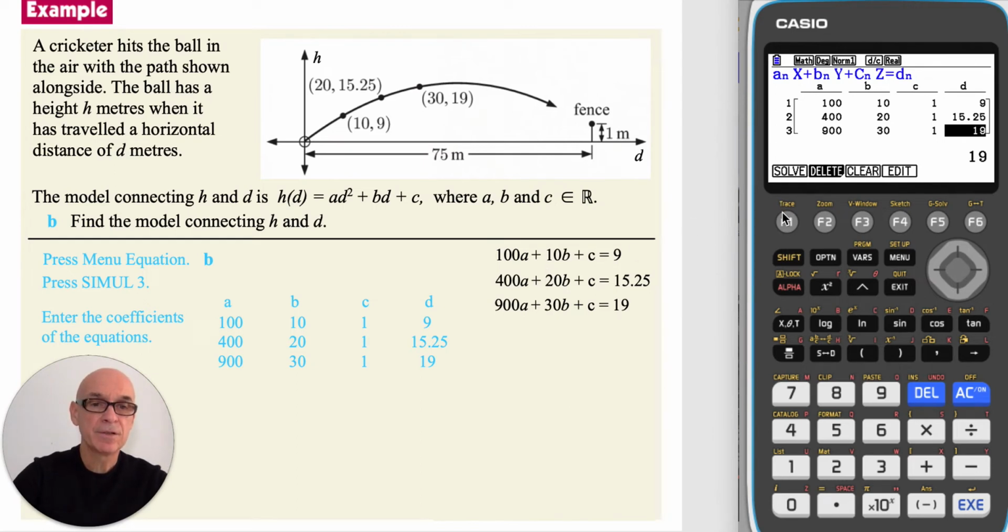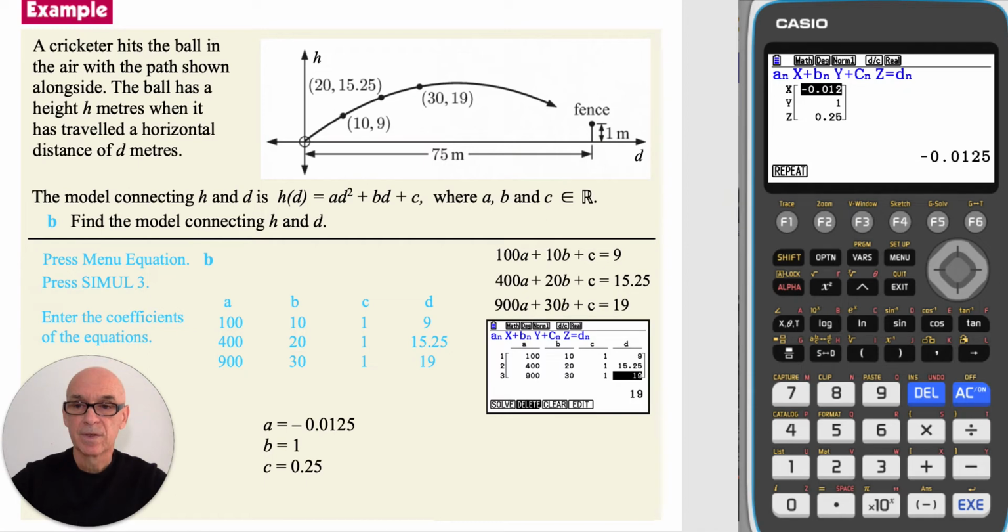Pressing F1 to solve the system gives us the values of A, B and C as shown. So the model is H of D is equal to negative 0.0125 D squared plus D plus 0.25.